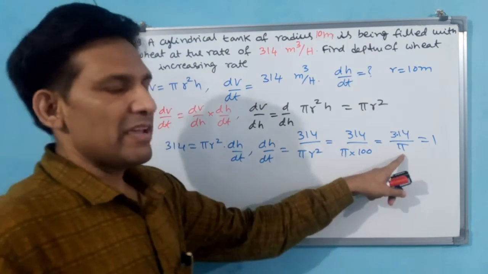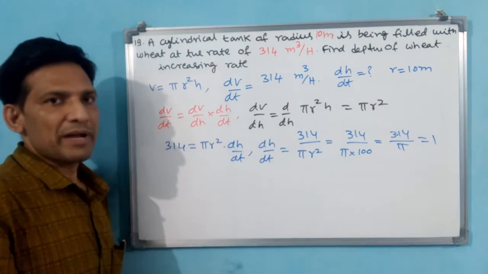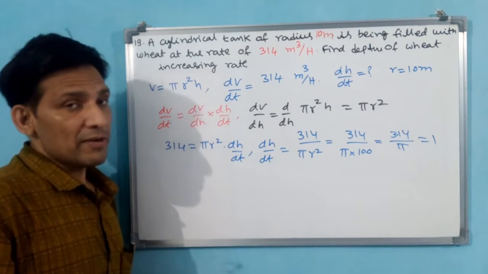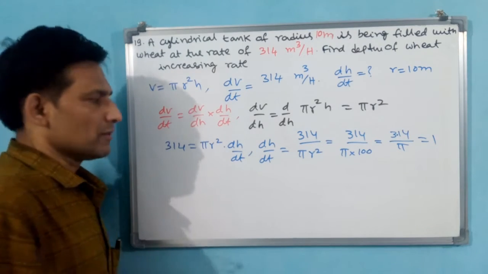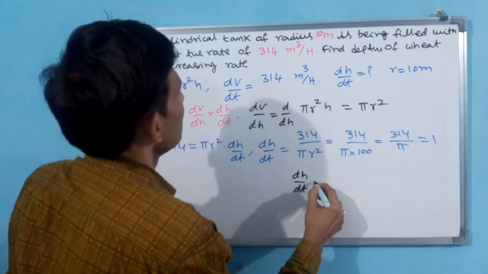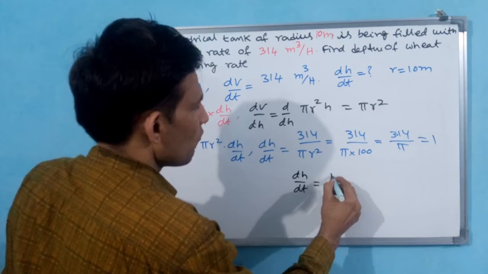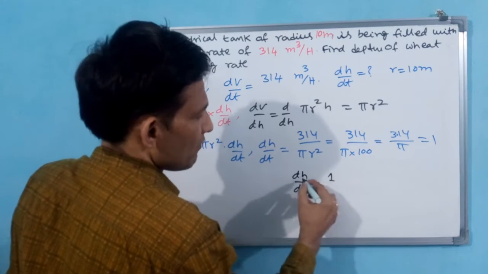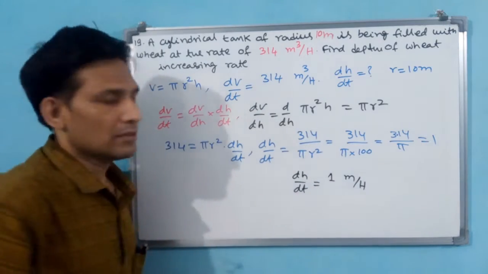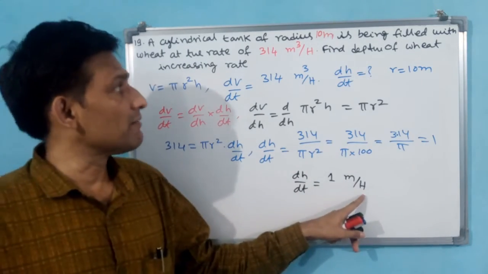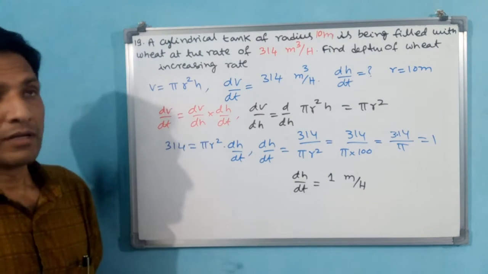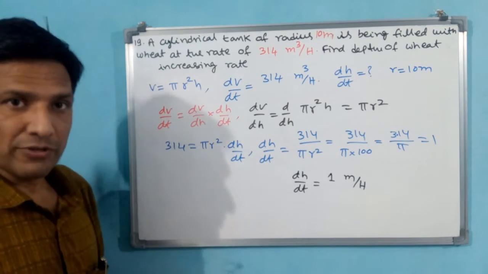Normally we don't take the pi value as 3.14; we leave it as pi only. But if required, then we take 22 by 7 or 3.14. Write down then: dH by dt is equal to 1. See, what is the dimension? Meter per hour. That is also important. Meters per hour, from cubic meter per hour. Take this. We will go for question number 20.